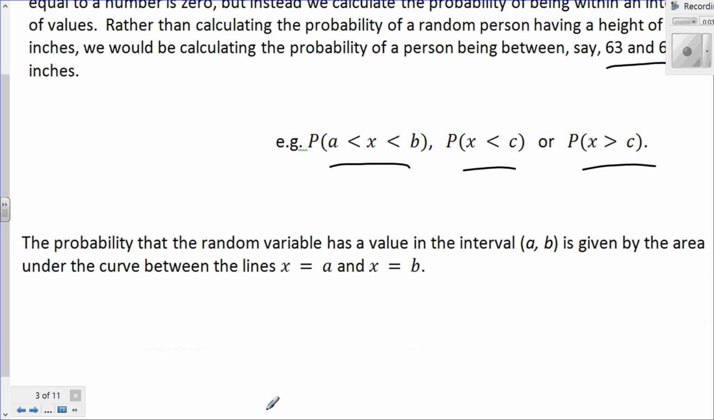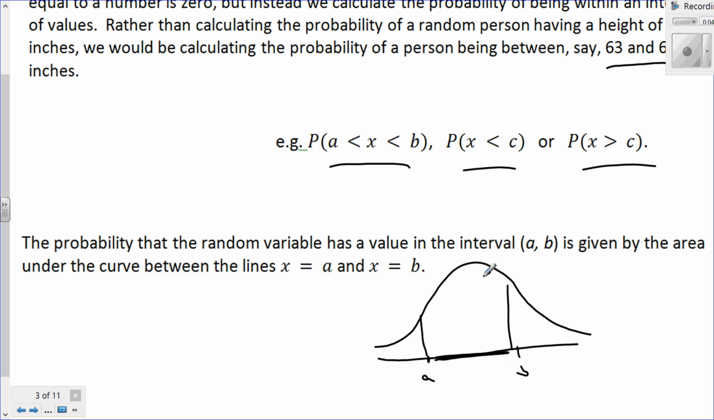So the probability that a random variable has a value in an interval is given by the area under the curve. Let's make a bell curve here. The probability of being somewhere between two values on a number line is represented by the area under the curve that is above that number line between those two values.